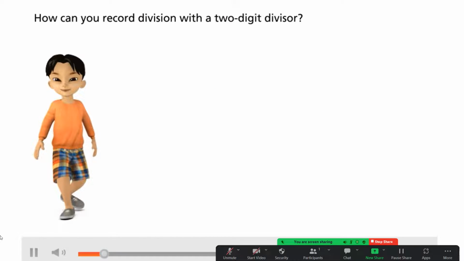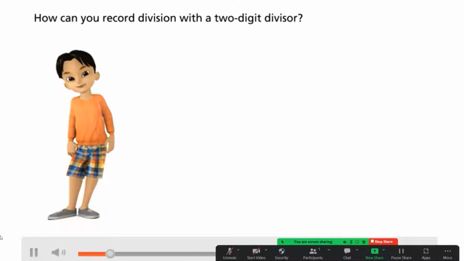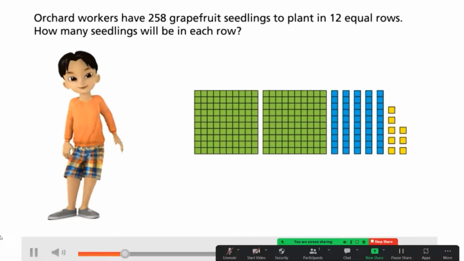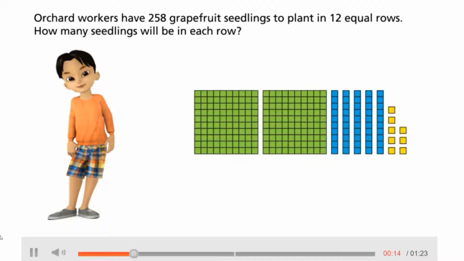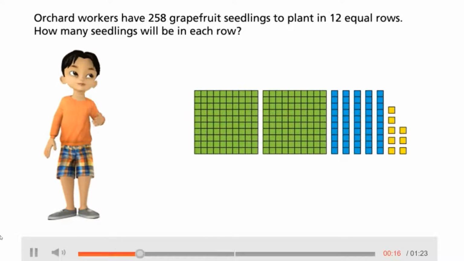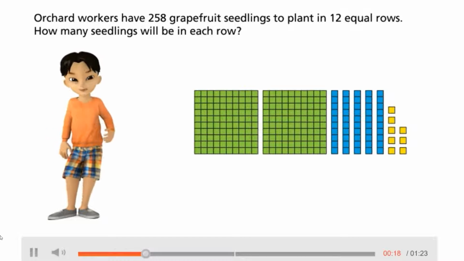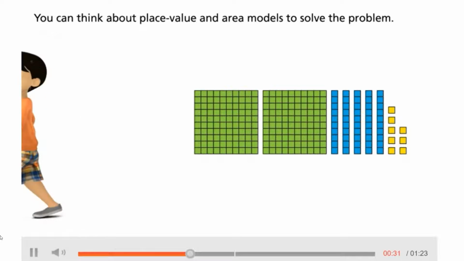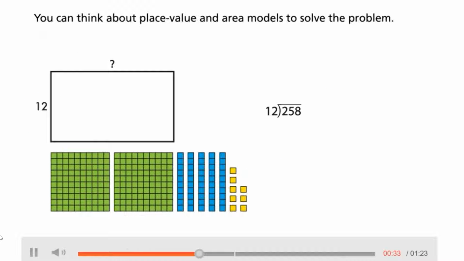How can you record division with a two-digit divisor? Orchard workers have 258 grapefruit seedlings to plant in 12 equal rows. How many seedlings will be in each row? 258 divided by 12 is close to 250 divided by 10 equals 25. You can think about place value and area models to solve the problem.